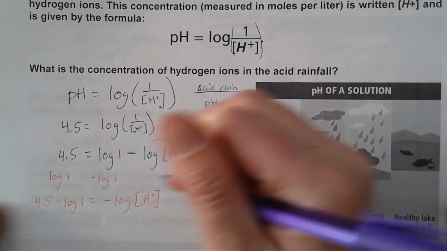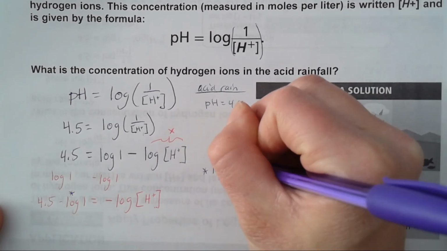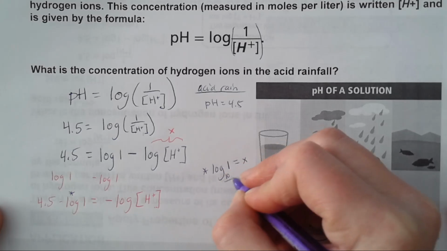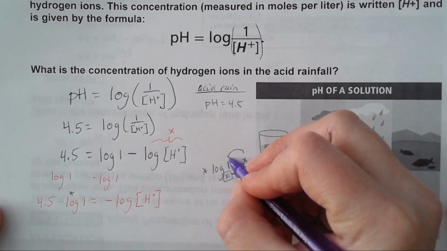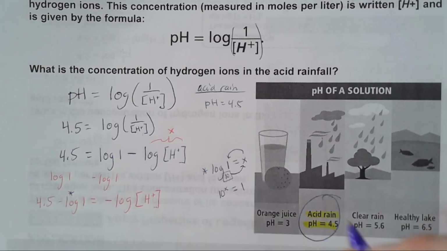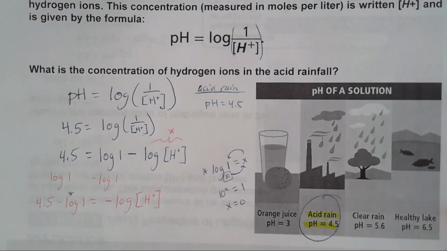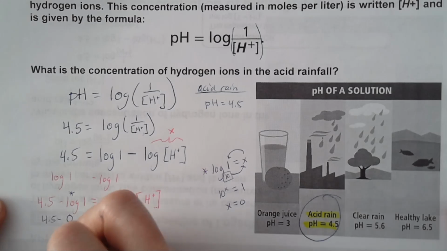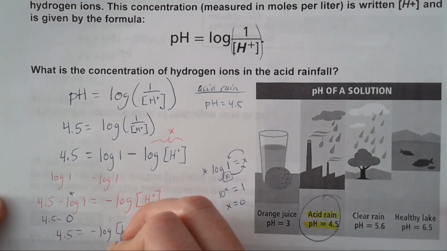Okay, so I'm going to bring this over here. And I want you to think back to if I gave you this. So log has a base 10, right? So 10 raised to the x is 1. So what power when we raise it is equal to 1? That should be 0. And so this is really 0. So we got 4.5 minus 0, which is 4.5, equaling our negative log of h plus.